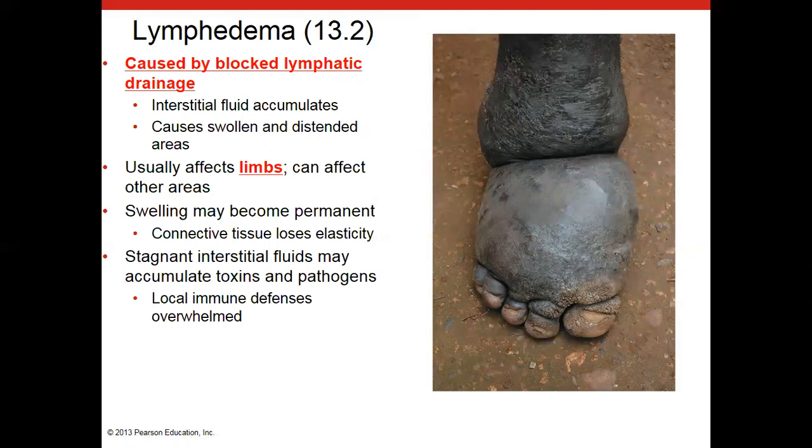It usually affects the limbs, like arms and legs, but it can affect other areas. And that swelling can become permanent. It can cause major tissue damage. It can cause the loss of a limb, because basically that fluid buildup puts pressure on blood vessels and can cut off blood flow. You can literally lose a limb because of this. So it can be really serious.